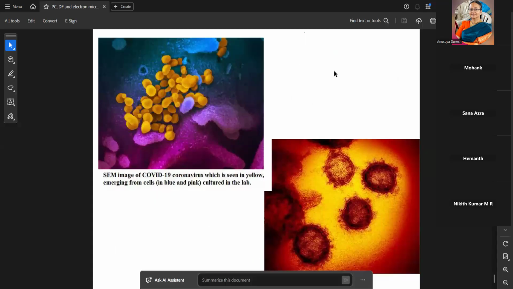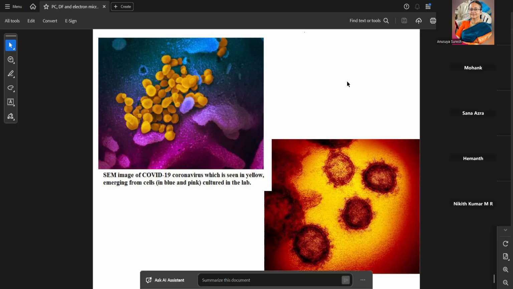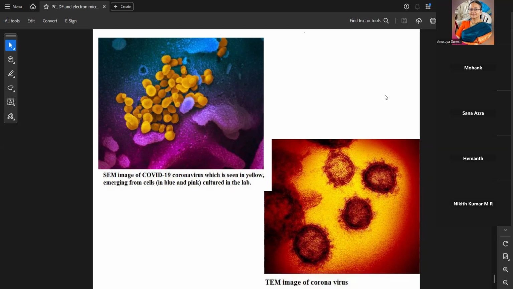Here, this coronavirus, you can see the top one is the SEM image. The blue and pink colored things are the cells, and from that you can see the virus coming out of the cell, the yellow color. Here you are not able to make out anything inside that coronavirus, but you can only see the overall virus structure. The lower image is a TEM image of the same coronavirus. So you can see the structures which are inside those virus cells also. That is the kind of difference in images between SEM and TEM.